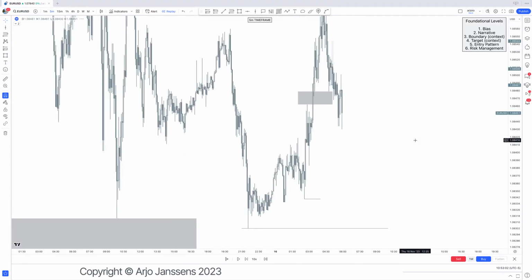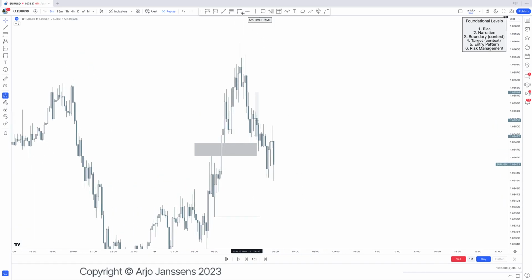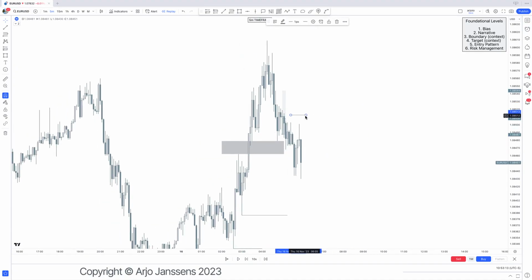Let's look at the 5 minute. On the 5 minute, we had this new protected low right there. And we also had this new protected low right there. This new protected low that is sitting right there is already what? It's already invalidated. Why is that?